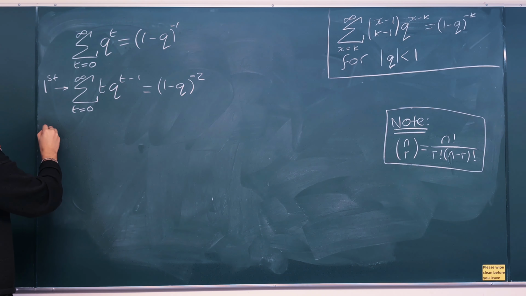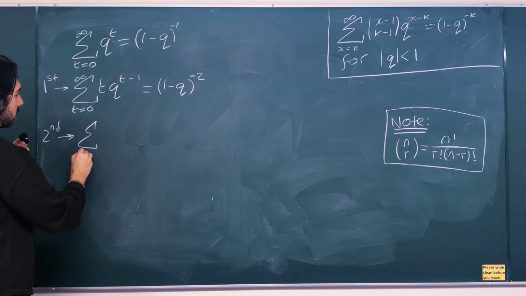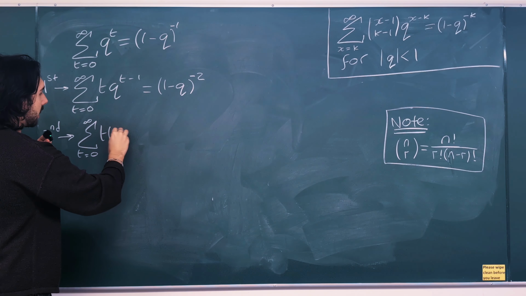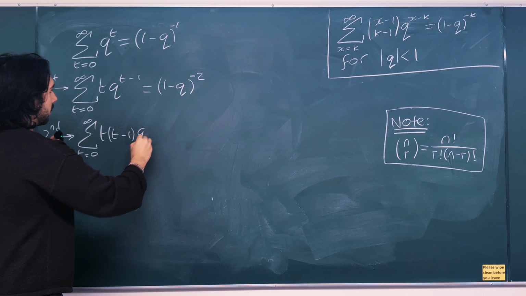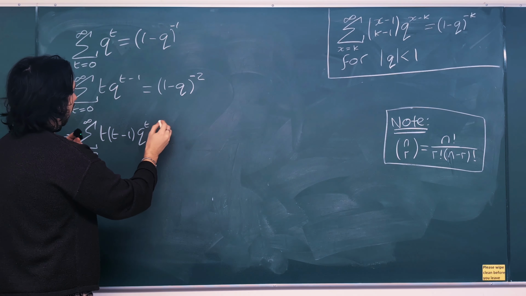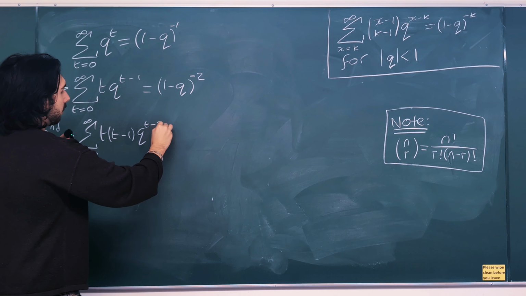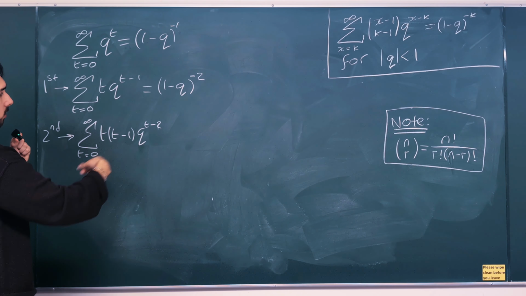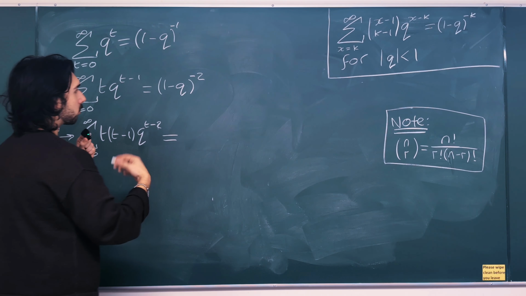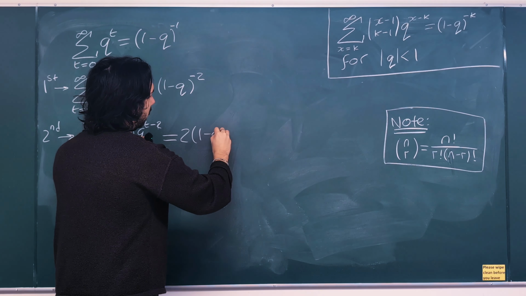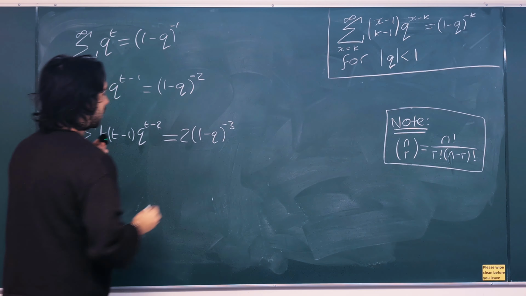That's lovely enough as it is. Let's take the second derivative of both sides. The reason I'm doing this is because I'm trying to find a pattern so that I can take a number of derivatives. I want to take specifically r minus 1 derivatives. We'll look at that in a second. So if I differentiate the left-hand side, I will get this. And if I differentiate the right-hand side, again via the chain rule, I will get 2 times 1 minus q to the power of minus 3.